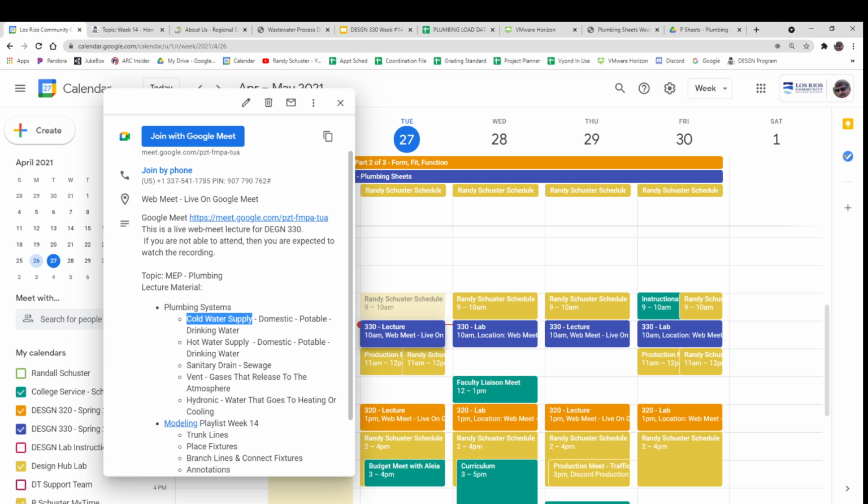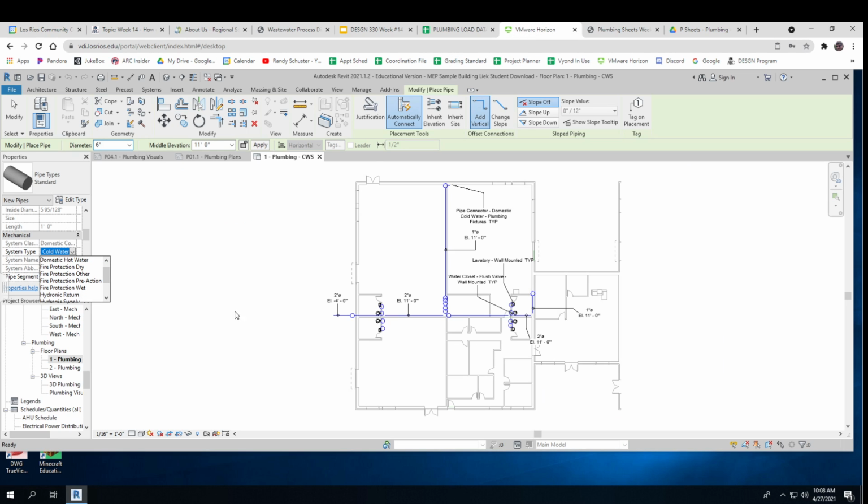Cold water supply is also called domestic. It's also called potable, and it's also called drinking water. I'm most familiar with calling it CWS, cold water supply, but you'll see that Revit calls it domestic cold water. So you could call it DCW if you wanted to go with exactly what they call it. And you can imagine domestic is stuff that people are going to use.